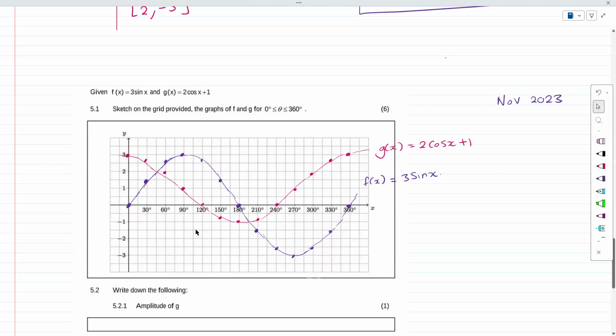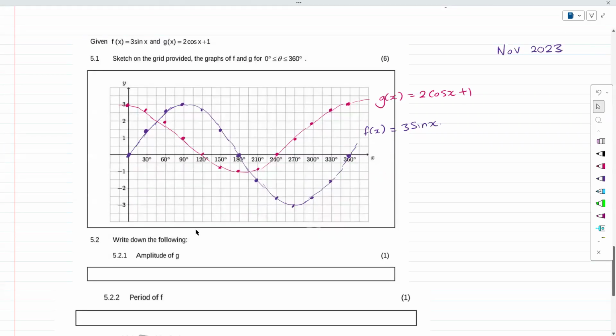Okay. Now, if we look at this, what is the amplitude of the g graph? The amplitude of the g graph should be, even though we can calculate it by taking 3 plus 1 divided by 2. Why do we do that? Highest point is 3. Lowest point is 1. Remember, we're not talking about the minus 1. We're talking about the 1. And that equals 2.